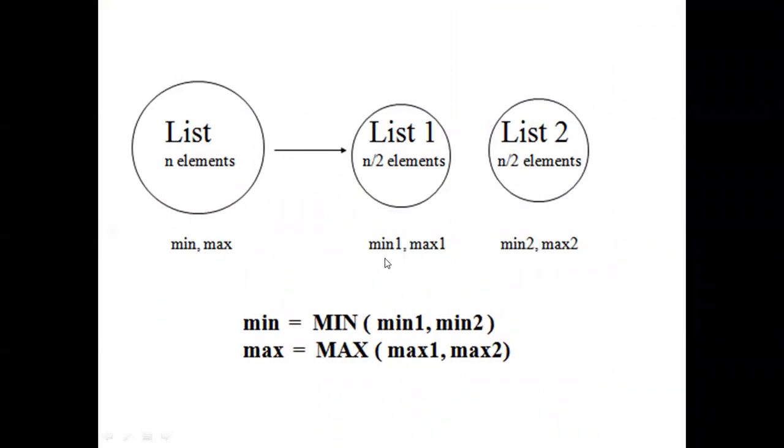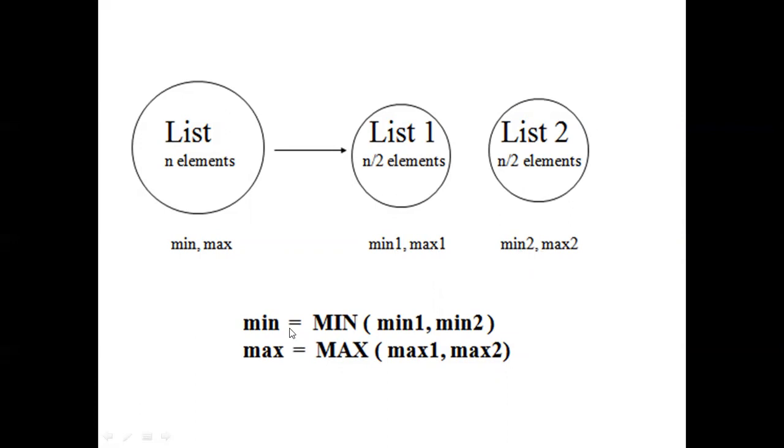Compare the minimum value in list 1 to the minimum value in list 2 and find the minimum value of the whole n elements. Similarly, compare the maximum value in list 1 and the maximum value in list 2 and find the maximum value of the list of n elements.